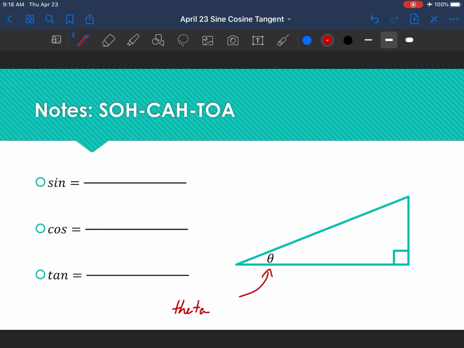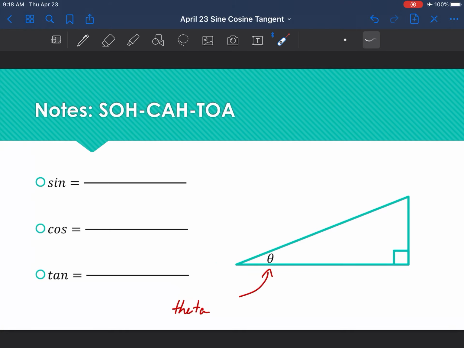But anyways, SOHCAHTOA, if you haven't heard of it by now, is just a way to memorize sine, cosine, and tangent. So first of all, let's go over the triangle. As you can see here, I have this symbol inside the triangle that looks like a 0 with a line going through it. That is actually the Greek letter theta.